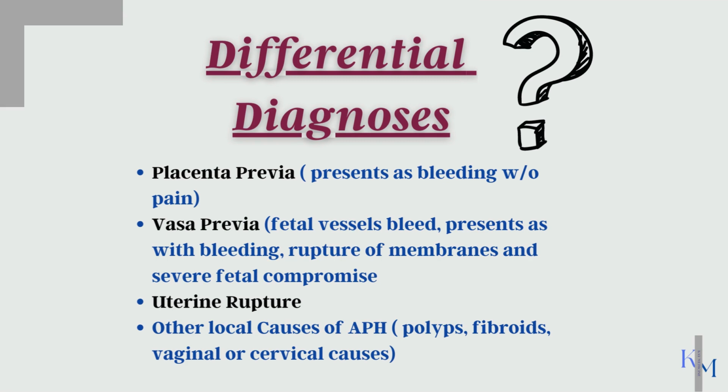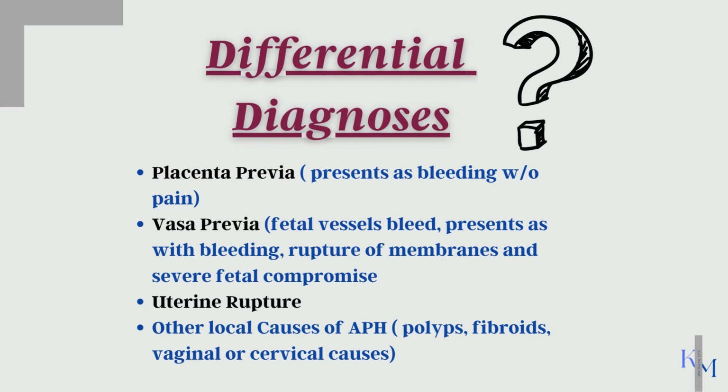When a pregnant woman presents with pervaginal bleed and abdominal pain in obstetric emergency, what are the differentials that you should think of? Number 1 is placenta previa. Placenta previa presents with bleeding but usually without pain. So that is one key point to differentiate it from abruption. Second, vasa previa. Vasa previa is the rupture of fetal vessels after the membrane rupture. There would be 3 signs for it. Number 1, rupture of membranes. Number 2, PV bleed. Number 3, severe fetal distress.